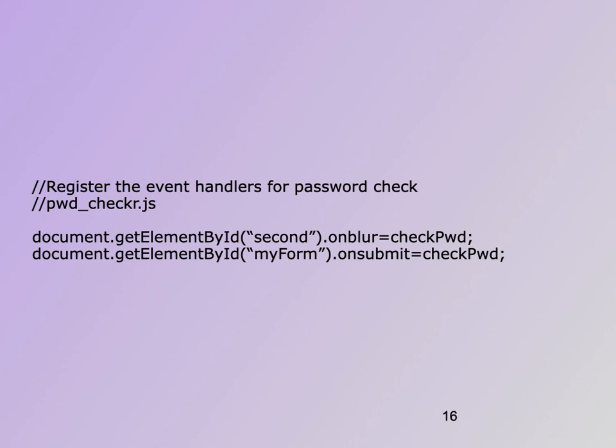Then register the event handler for password check. In another file, password checker.js, two commands are there. document.getElementById("second").onblur equals checkpwd. The same way onsubmit is also the same. document.getElementById("myform") is the submitted form, so a form is being submitted every time. Dot onsubmit is equal to checkpwd. So both the values are checked there, and the event handlers for password are being checked here. This is how the event handlers with respect to password checking work.